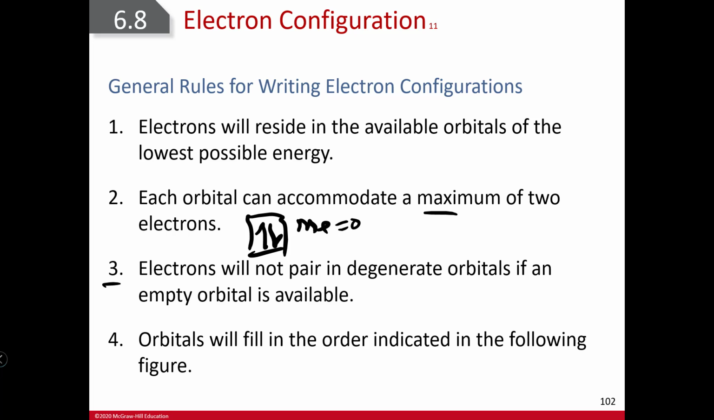Number 3, electrons will not pair in degenerate orbitals if an empty orbital is available. So what they mean here is when we look at the p sublevel, there are 3 orbitals. There is -1, 0, and +1 ML values, and that corresponds to px, py, pz. We see this when we place that dumbbell shape into a magnetic field. We get 3 of those shapes, one along the x-axis, one along the y, one along the z. And this is saying that electrons will not pair. They will go in their own orbitals first before we pair them. So this is just another way of stating Hund's rule.